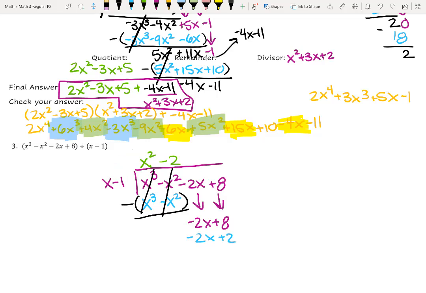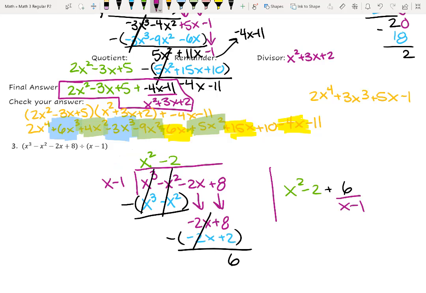All right, and then I subtract the whole thing. So negative 2x minus negative 2x is 0. I don't need to write the 0. I'm going to do 8 minus 2, which is 6. So I'm done. I've got the quotient plus the remainder over the divisor.